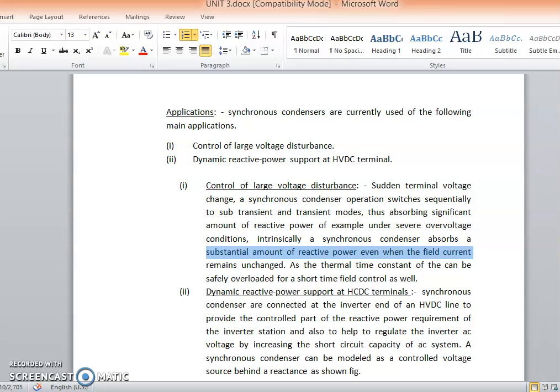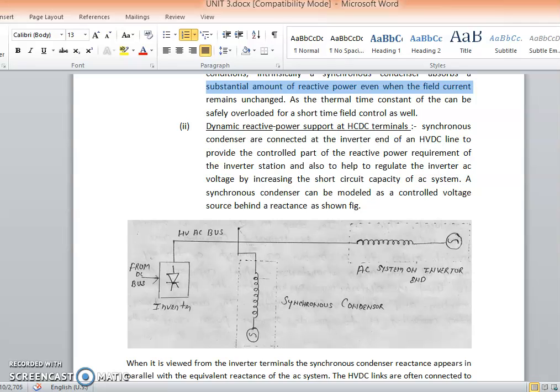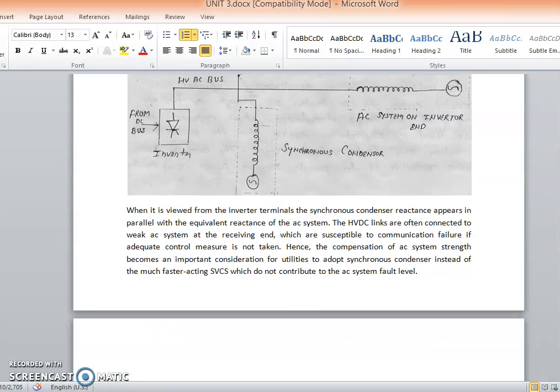Second application is dynamic reactive power support of HVDC terminal. Synchronous condensers are connected at the inverter end of the HVDC line, which is clear in this diagram, to provide the control part of the reactive power requirement of the inverter station and also to help regulate the inverter AC voltage by increasing the short circuit capacity of the AC system. A synchronous condenser can be modeled as a controlled voltage source behind a reactance, which is clear in the figure.